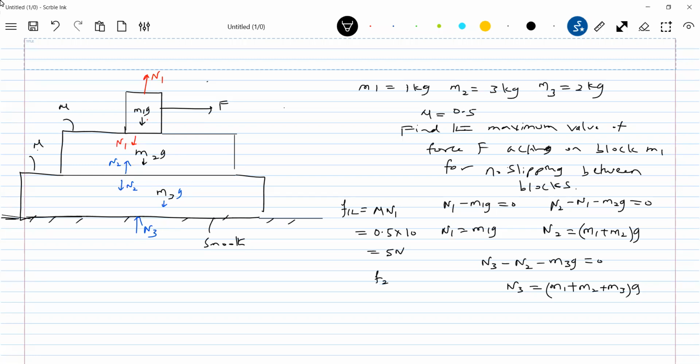Similarly, limiting friction at the second and third surface should be equal to mu N2. Mu is 0.5. What will be the value of N2? M1 plus M2, 40 Newton. So this will be 20 Newton, F2L. I think these values are very important. In all our numericals, we'll be taking help of this data.